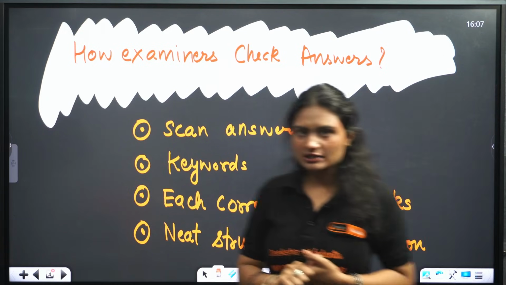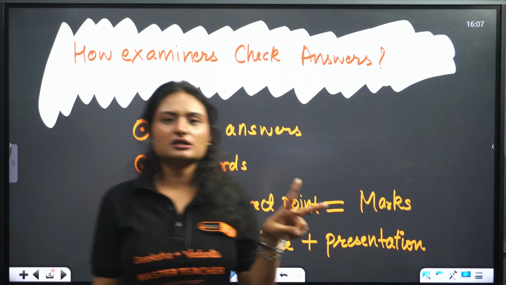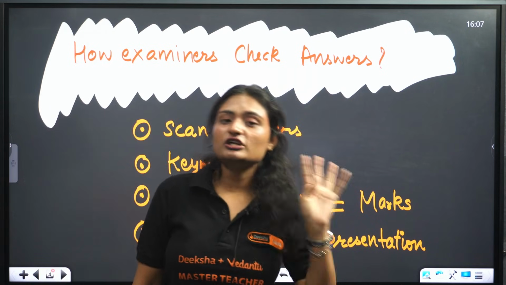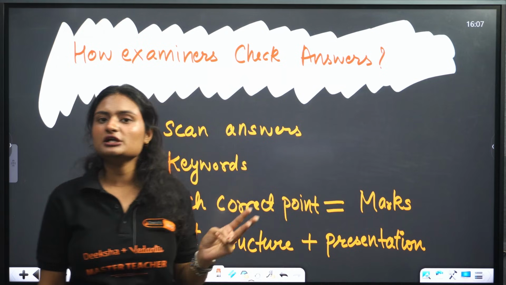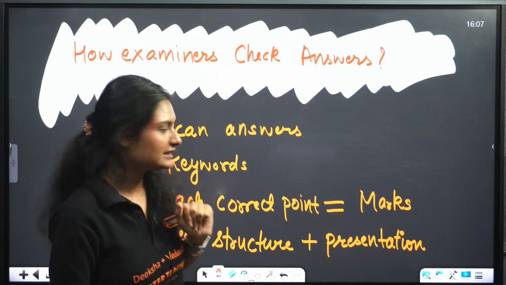So, what does that mean actually? If you write 2 correct points, for a 2 marker question, you are going to score 2 marks. For a 3 marker question, if you write 3 to 4 bullet points, 3 to 4 clear points, you are going to score 3 marks. Okay, so it works like that.